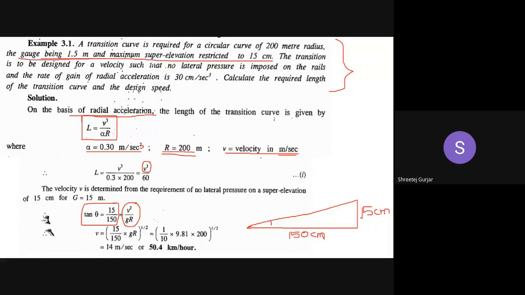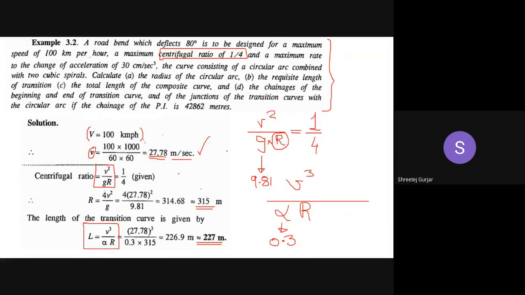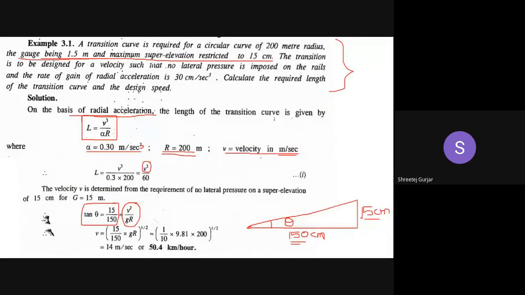So here you can see this theta. If you apply tan theta here, it will be equal to 15 by 150, which is nothing but equal to V square by GR. We have to equate it to the centrifugal ratio V square by GR. That is equated. You can see 15 by 150 is equal to V square by GR. Next, solving for V now.